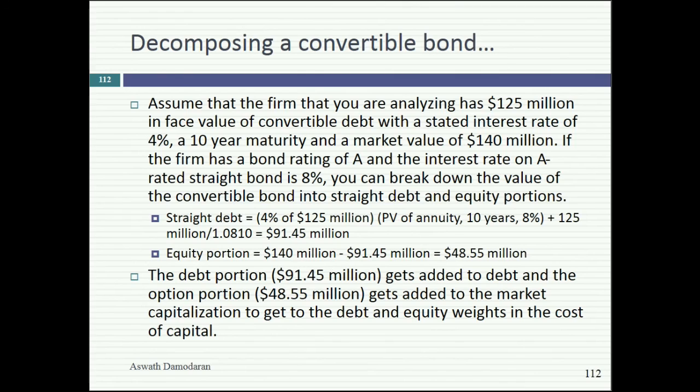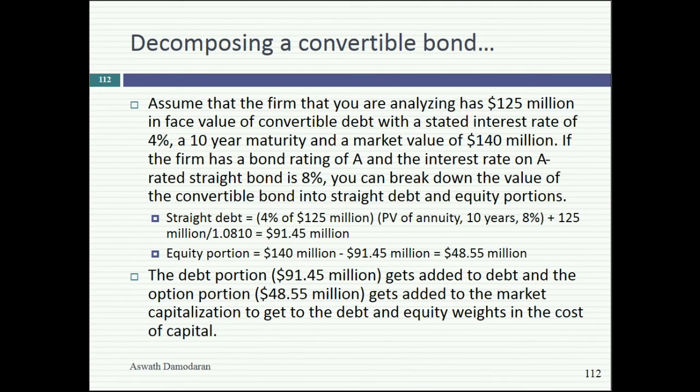Let's assume you're looking at a company which has a $125 million convertible debt issue. That's the face value of the convertible debt. The coupon rate on the debt is 4%. So coupons are always based on the face value, 125 million. A 10-year maturity and a market value of 140 million. So basically, I've given you the face value of the convertible bond, the coupon rate, the maturity, and the market value. Let's assume that if this company went out and borrowed money in the regular bond market, its bond rating would be single A, and the interest rate it would have to pay on its debt is 8%.